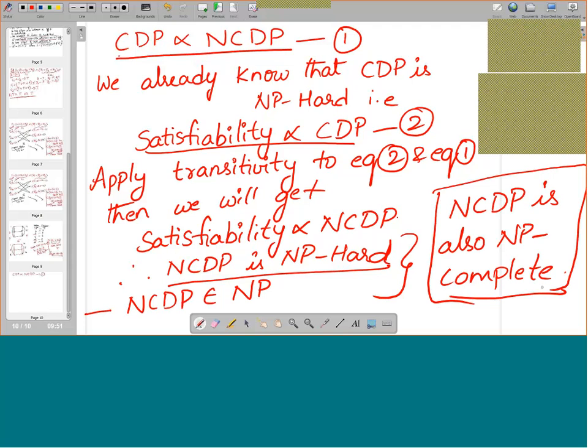So if you understand it easily, then this problem is not as tough as you are thinking. You just take the formula, construct the graph, and find the clique size for the graph. After finding the clique size, you find the complement graph and check whether that complement graph has node cover size at most n minus k or not. If it is satisfied, then automatically this problem is NP hard.